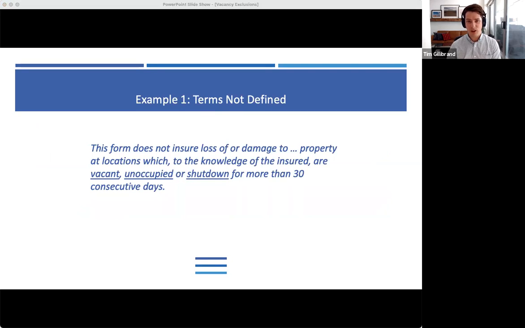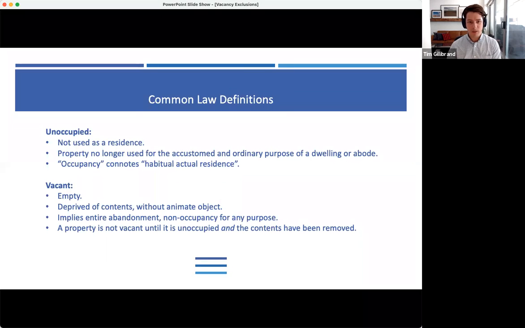Okay, so just to start off with what I've referred to as the broader form of the exclusion. This is an example where the exclusion uses terms like vacant and unoccupied. In this example, the exclusion reads, the form does not insure loss to property which, to the knowledge of the insured, is vacant, unoccupied, or shut down for more than 30 days. So again, the policy here does not include a definition of what vacant or unoccupied mean.